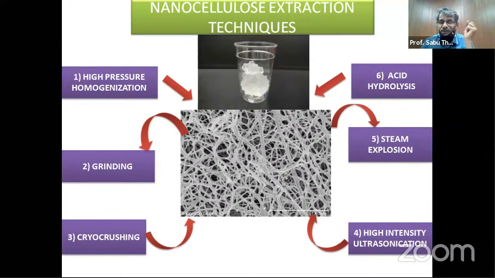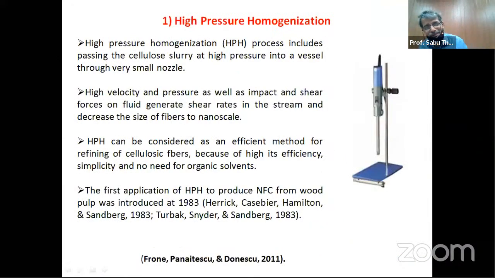So, I was trying to tell you how nanocellulose could be manufactured, the different ways you can do it. One is grinding, homogenization process, cryo crushing, a variety of ways you can make nanocellulose. I'll just very briefly tell you about high pressure homogenization. What we do here is you take a slurry of cellulose and subject it to very high impact shear forces. When you apply high impact shear forces, these shear forces decrease the size of fibers to nanoscale. That is what high pressure does.